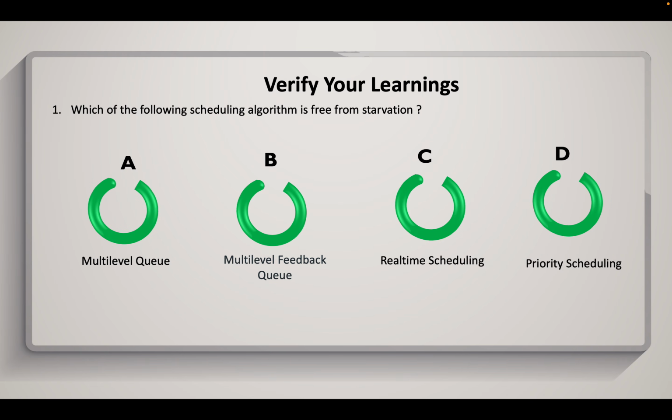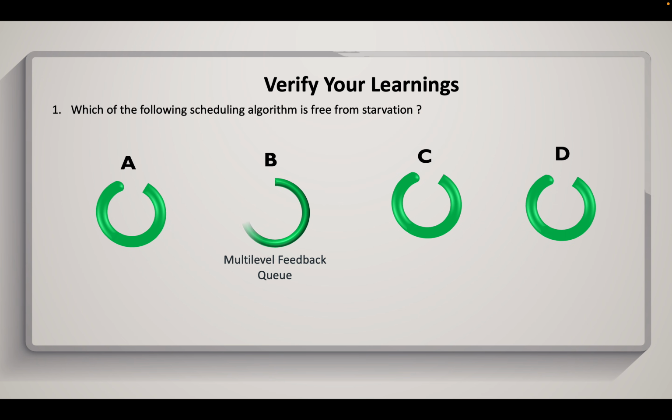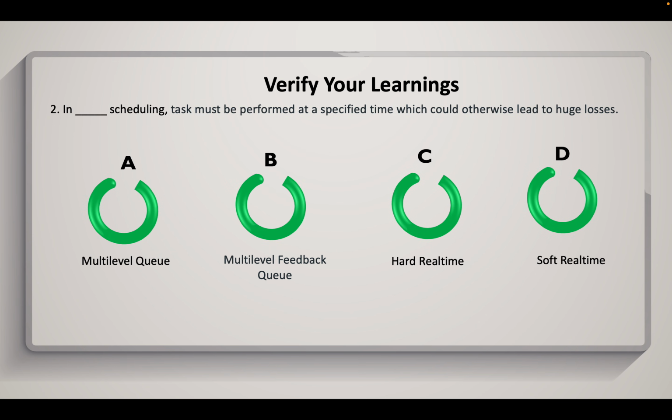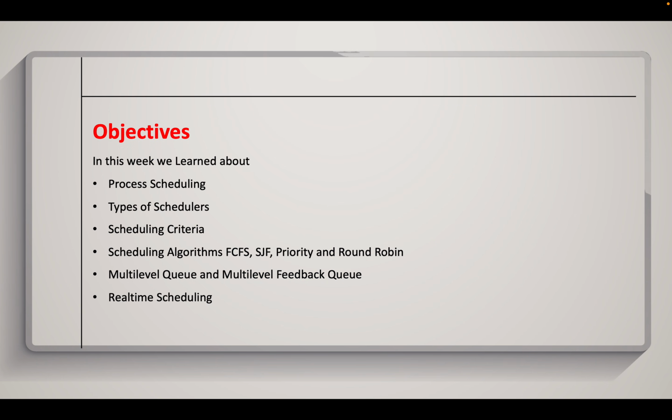Which of the following scheduling algorithms is free from starvation? The answer is multi-level feedback. Starvation won't occur because the process will be moved from a lower time quantum to a higher time quantum. In this scheduling, a task must be performed at a specified time, which could otherwise lead to a bug. It means hard real-time. That's the answer for this question.